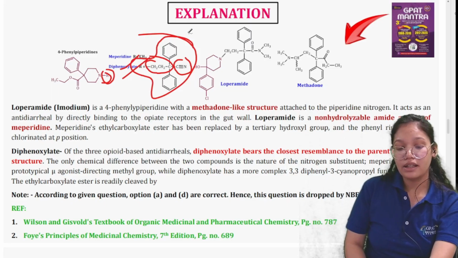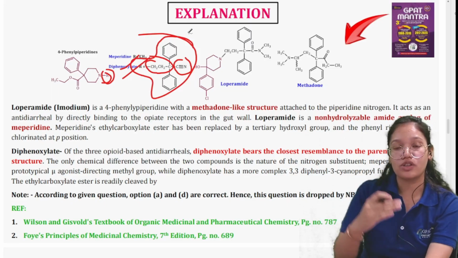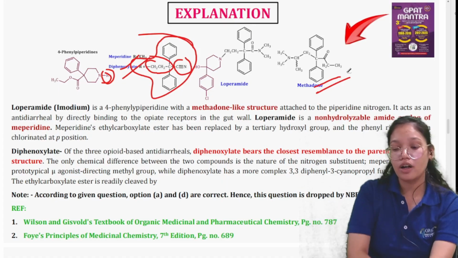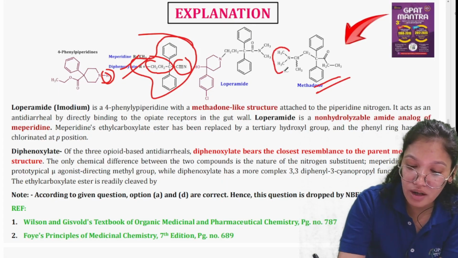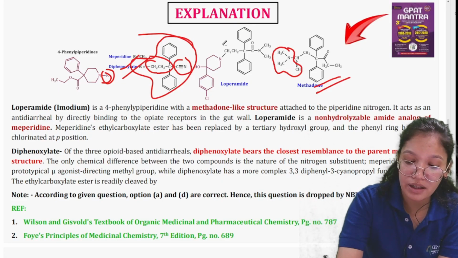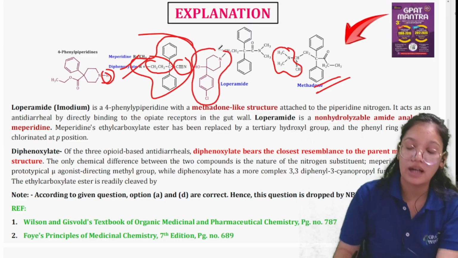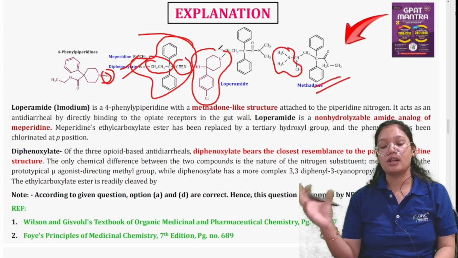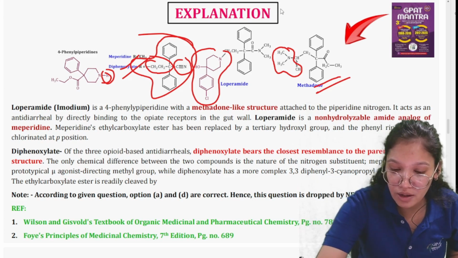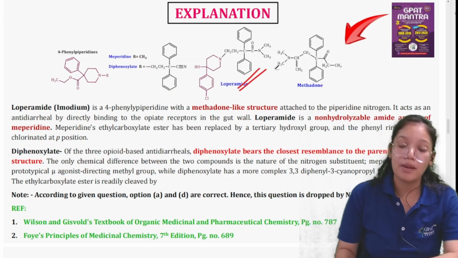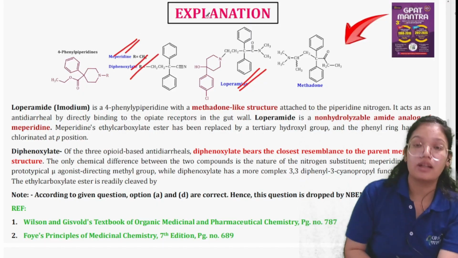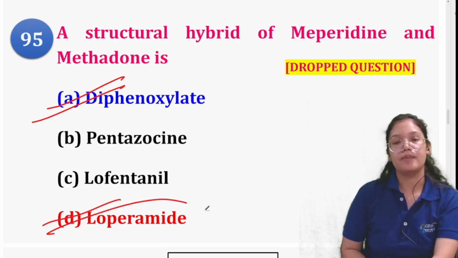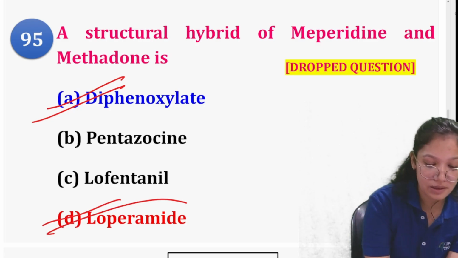Okay, so those two are the structural hybrids. Now if we go on to methadone, in the structure of methadone also, here we have a dimethylamine and here we have this particular moiety that is the change, and the rest of the structure has a similarity. So they are structural hybrids. Which two? The methadone and the loperamide, and the meperidine and the diphenoxylate. So the answer to this is A plus D. A and D both are the answer.